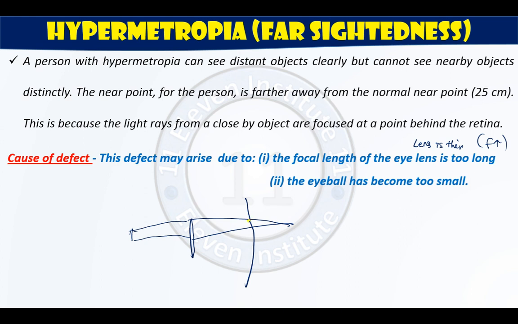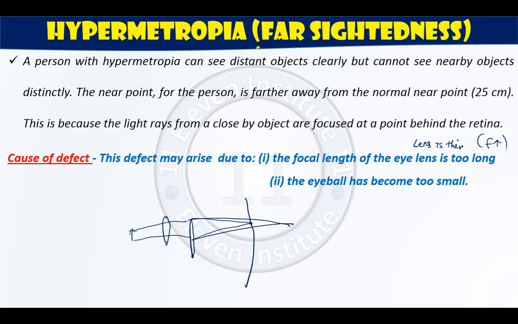Right. In order to do this, we require a converging lens. And what is the converging lens? A convex lens. So when we use a convex lens over here, these rays will get focused over here early, because the lens will now be converged. They will be brought nearer to each other, and we will get an image on the retina.